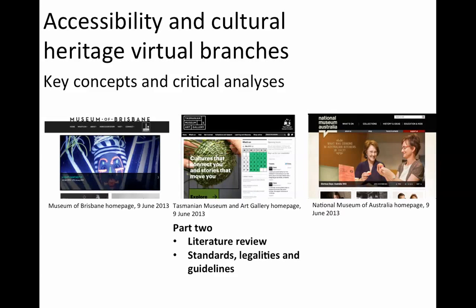As part one of my presentation outlined, accessibility is a concept that needs to be clearly understood by information professionals working in online services, such as cultural heritage virtual branches. In this second part of my presentation, I will consider the W3C guidelines, the WCAG standards, the legalities of adhering to the standards, as well as considering some scholarly literature on the topic of accessibility. This part of the presentation provides the conceptual and theoretical foundation needed to move into part 3, where I present an evaluation and analysis of 3 cultural heritage virtual branches.